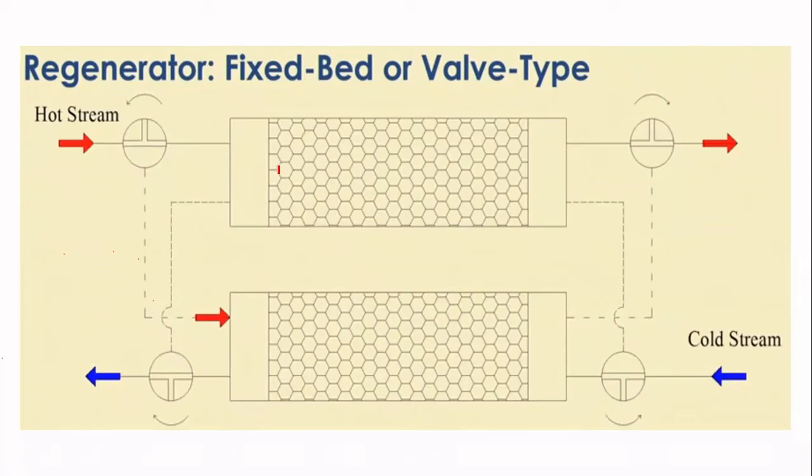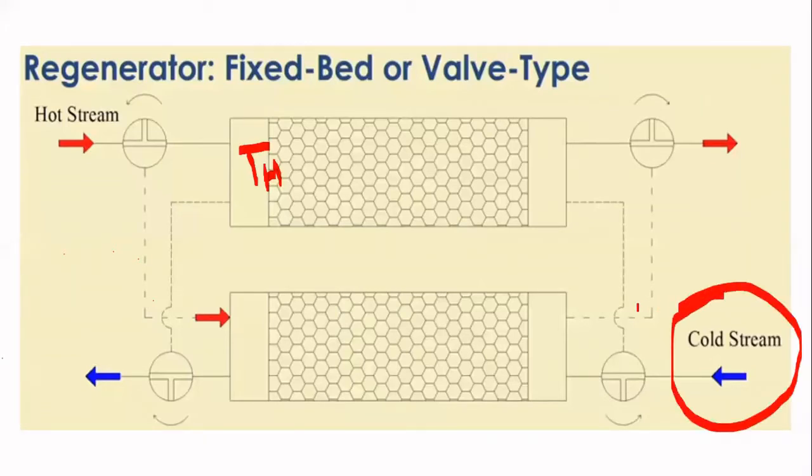See, what we are doing, we are flowing this hot stream over the matrix, so its temperature is going to rise up. Its temperature is TH. Now our aim is not to cool down the matrix. Our aim is to heat up the cold stream. That is our aim.